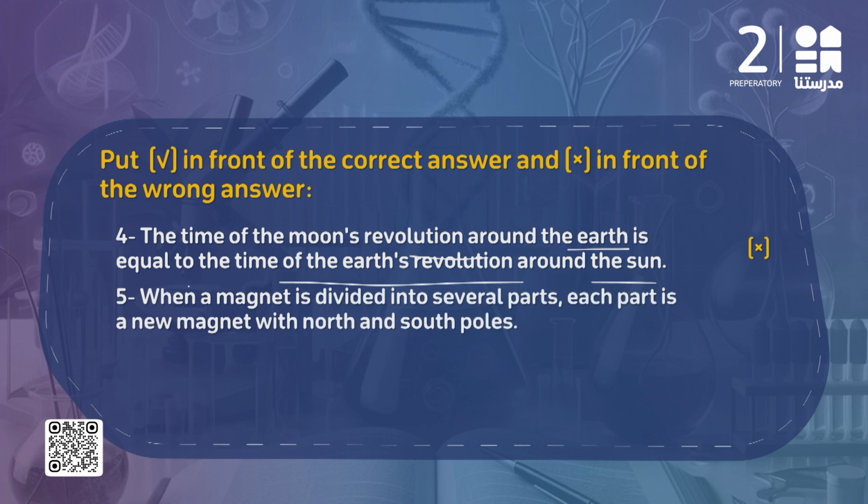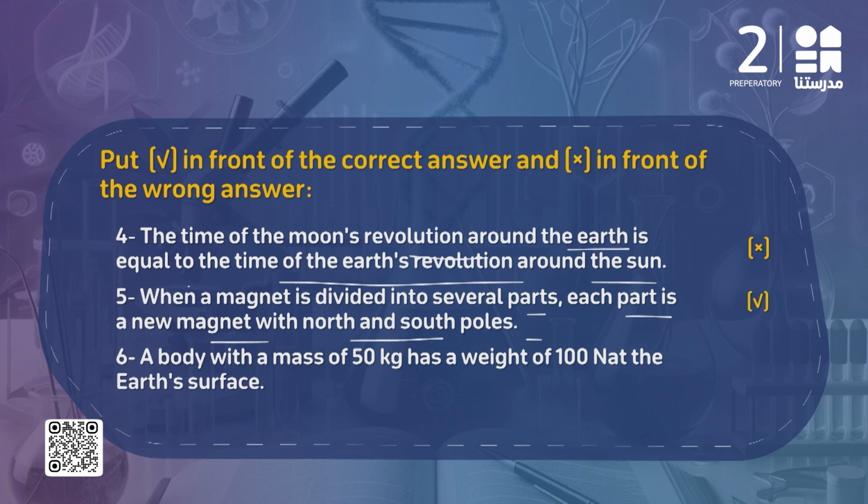Question number 5 says: when a magnet is divided into several parts, each part is a new magnet with a north and a south pole. True. Question number 6: a body with a mass of 50 kilogram has a weight of 100 newton at the earth's surface. How do we know? Directly, I take the mass in kilogram times 10, which is the gravitational field intensity on the surface of earth. So our answer will be 500, not 100.